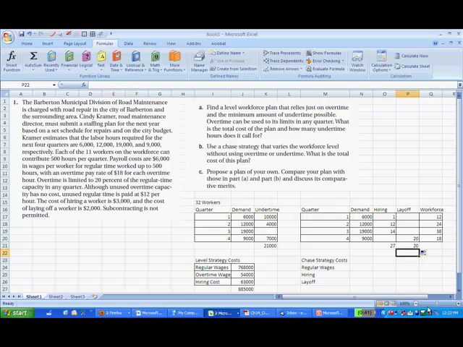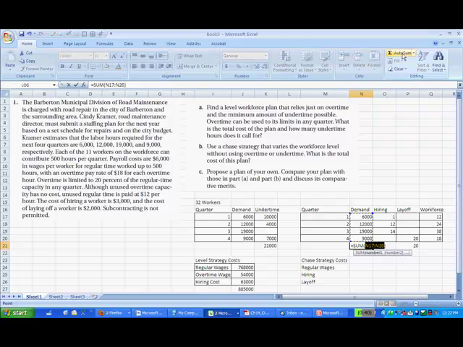So when we look at the costs associated with this particular strategy called a chase strategy, first we need to figure out what our regular wages are. Well, regular wages are going to be, let's see, how many hours of work are we paying for starters? Let me come up here and see how many hours of work our demand is by going to the home screen and clicking AutoSum. I got 46,000 hours of labor.